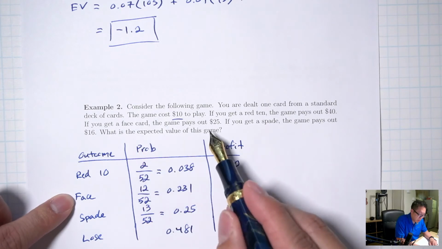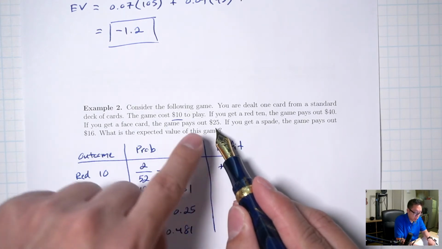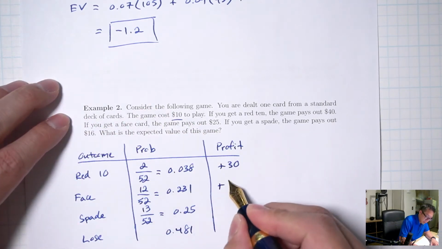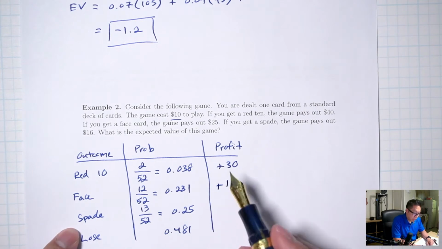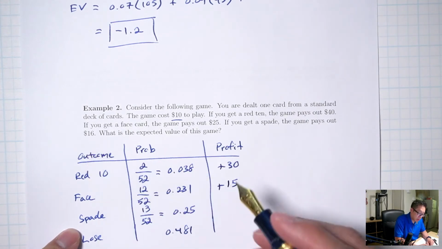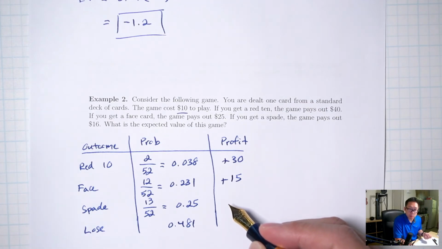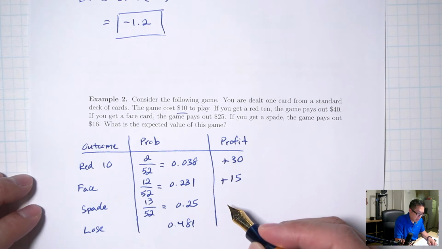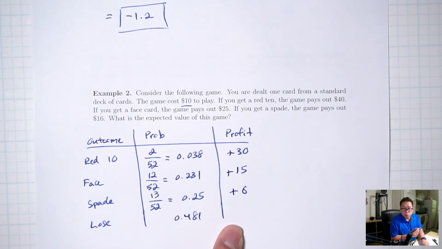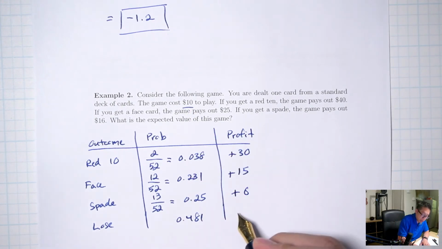Face, you win $25 and then subtract off what you paid to play. So 25 minus the 10, that's plus 15. Spade, the game pays $16, and then once again minus what you paid to play, so 16 minus the 10, that's a plus 6. And then if you lose, you paid $10, so you lost the $10, so minus 10.